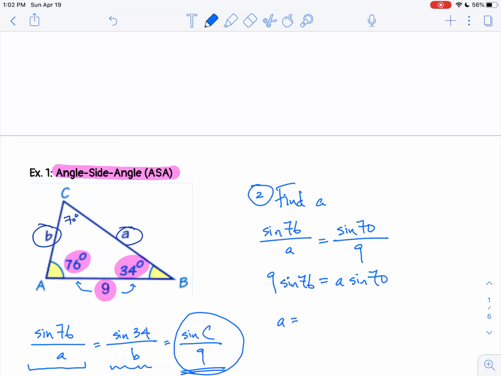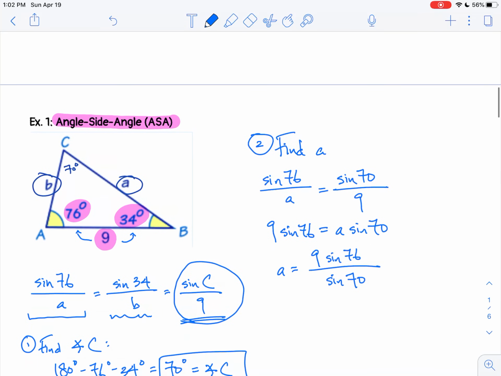And we want to isolate our a. So a equals 9 sine 76 over sine 70. Now you'll notice that I haven't turned anything into a decimal yet, and that is intentional. I really want us to take everything to as exact a number as we can before we round, okay? The earlier we round, the more likely we are to find that our numbers are going to be a little less accurate. So when I type all of this into the calculator, I'll get little a equals 9.293. And I would say that 3 is a good number of decimal places to round to, all right?